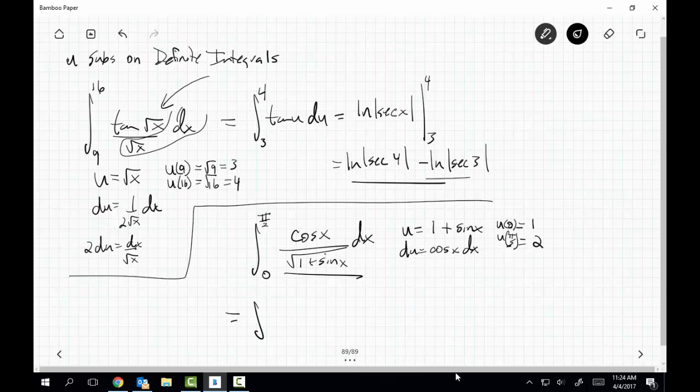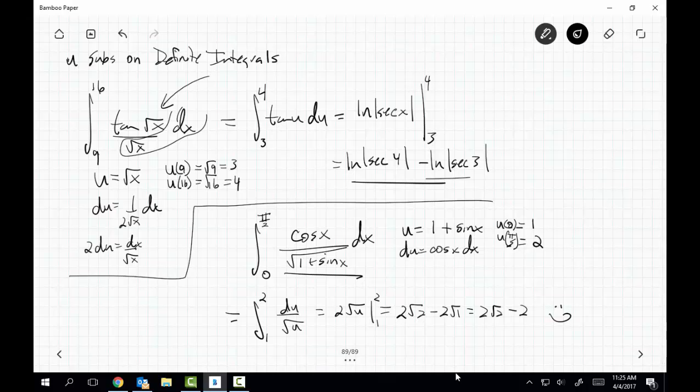I can simply say that the new integral is the integral from 1 to 2 of, now let's double check everything, cosine of x dx, that's just du, over the square root of 1 plus sine x, that's just the square root of u. And this becomes 2 root u from 1 to 2, which is 2 root 2 minus 2 root 1, or 2 root 2 minus 2. And I'm done. We love definite integrals when we have to do u-substitutions because we don't have to back substitute. We simply change the limits of integration and we're done.